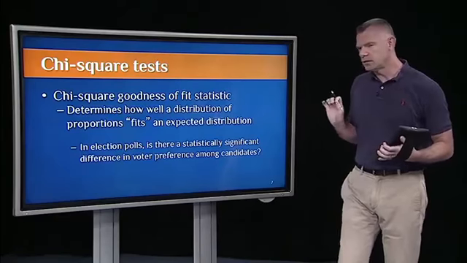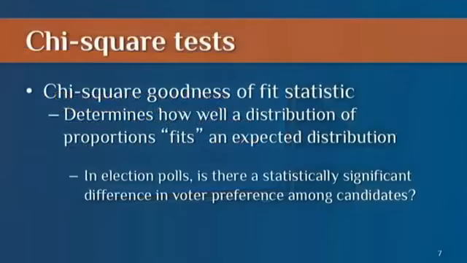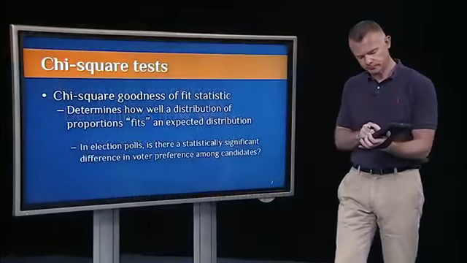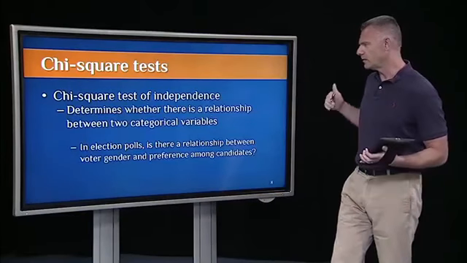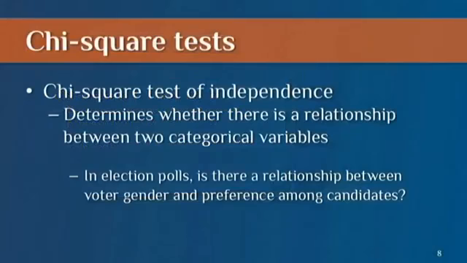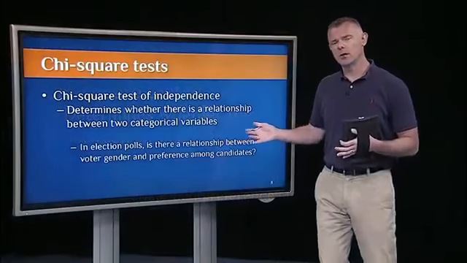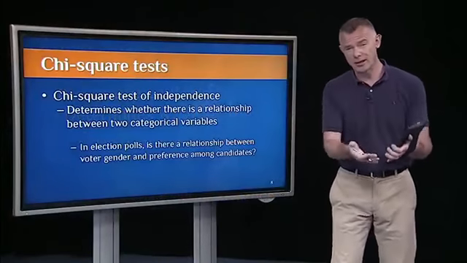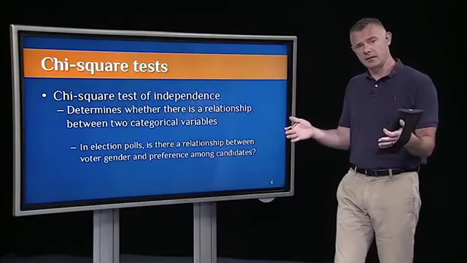The chi-square goodness of fit statistic just determines how well a distribution of proportions fits an expected distribution. So in election polls, is there a statistically significant difference in voter preference across the candidates? The chi-square test of independence determines whether there's a relationship between two categorical variables. It determines if there's a contingency, and you'll hear the phrase contingency table. So in the election example, we could look at whether there's a relationship between the gender of the voter and the candidate that they prefer.